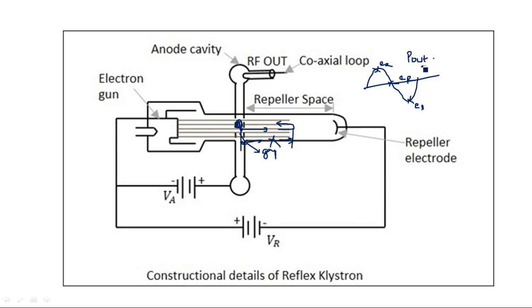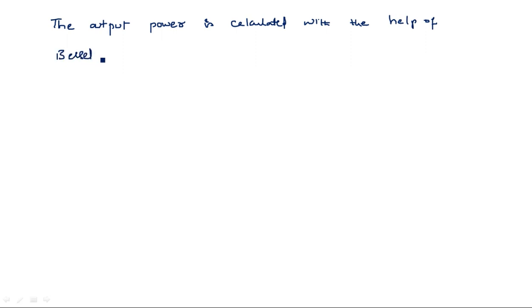Now we are going to see the amount of power that is generated by this Reflex Klystron oscillation. For this we should know the Bessel function. The output power is calculated with the help of the Bessel function only. So the output power P out is nothing but the AC output power, the RF output power we are getting.